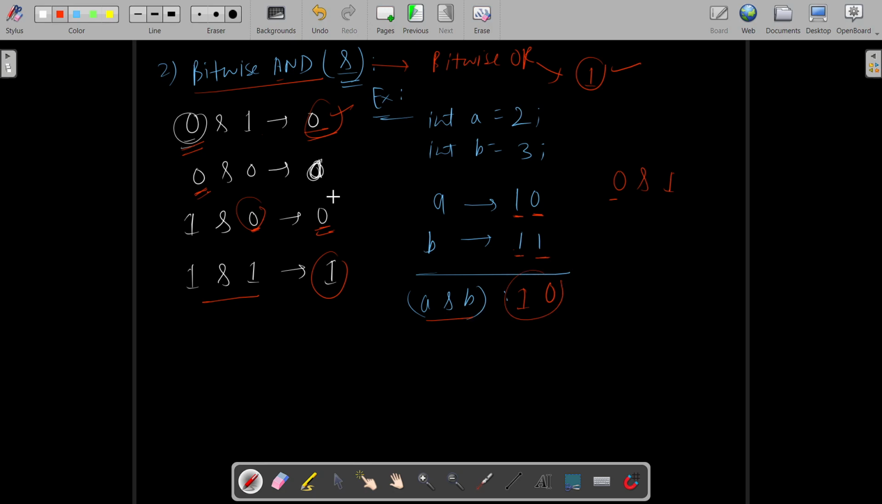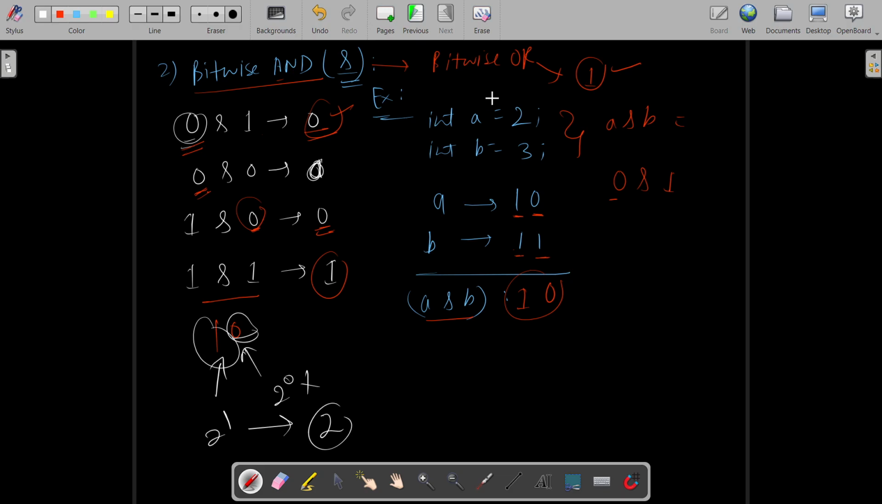Upon doing a AND b, let's extract the number out of it. So this is the binary representation. This would have been 2 raised to power 0, but since it is not set, we won't consider this value. This is 2 raised to power 1, and since it is set, we'll consider this. So 2 raised to power 1 will be 2 only. So the bitwise AND of a and b will be 2.